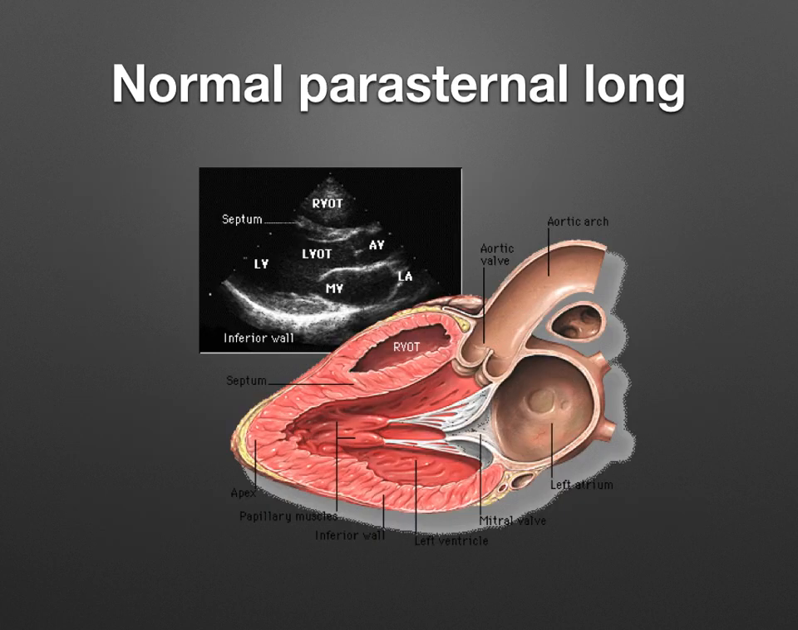This is what the normal parasternal long axis view looks like. You can see in the near field of the screen that we have the right ventricular outflow tract, and distal to that, the left ventricular outflow tract, and then the inferior wall of the left ventricle.